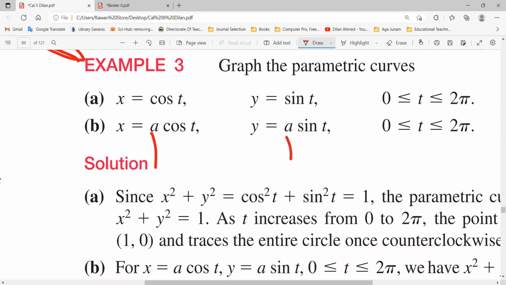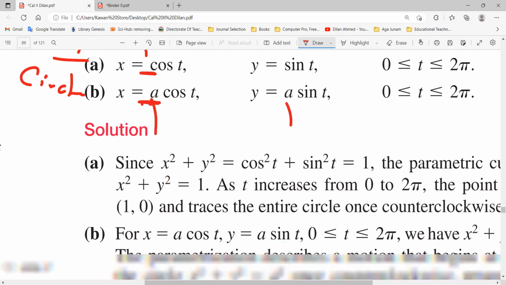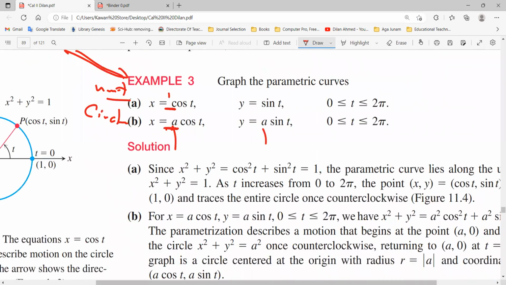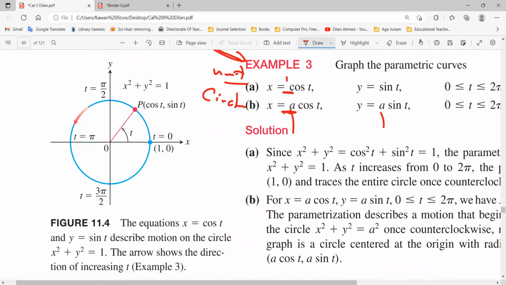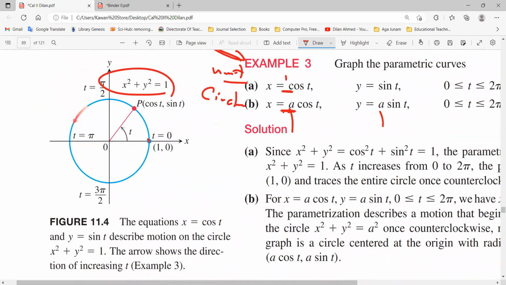How about a? A is any number. Okay? So that is the equation for the unit circle. That one is for a circle, generally. The radius here is a, the radius here is 1. You got it here. So here's the example. And you can see we have such a point.